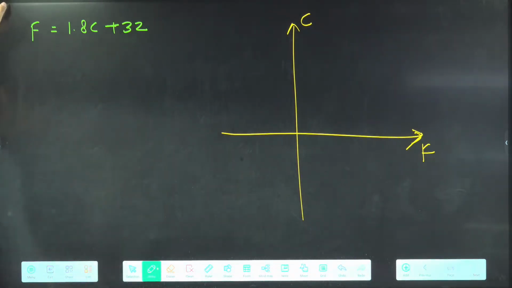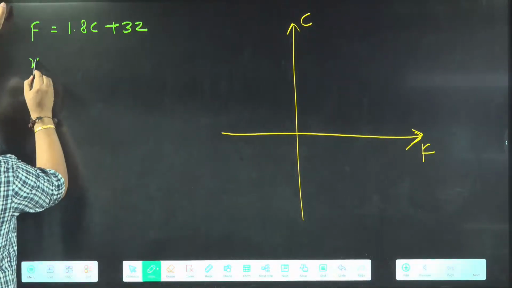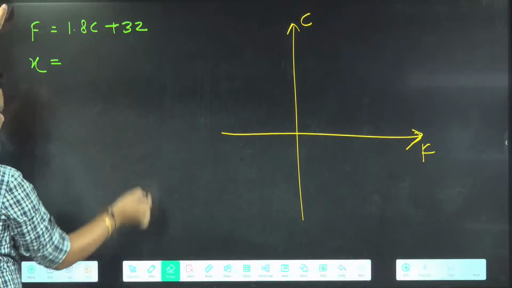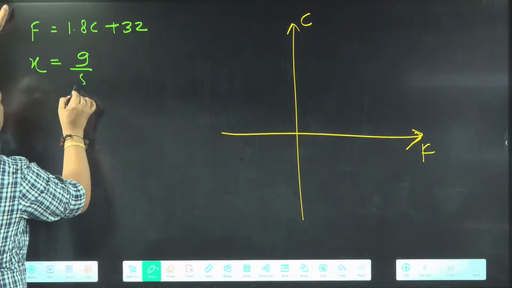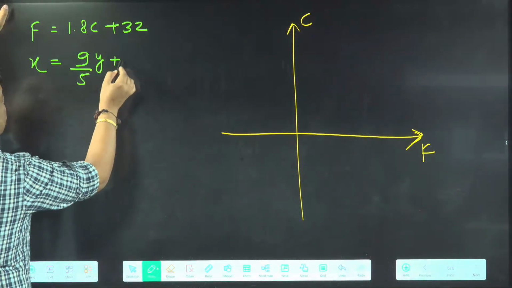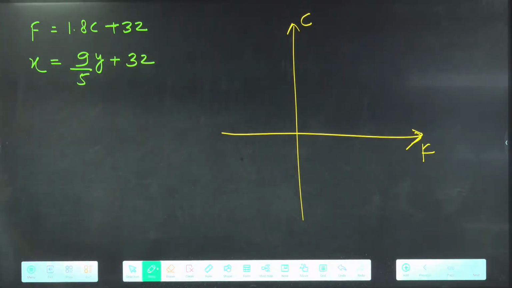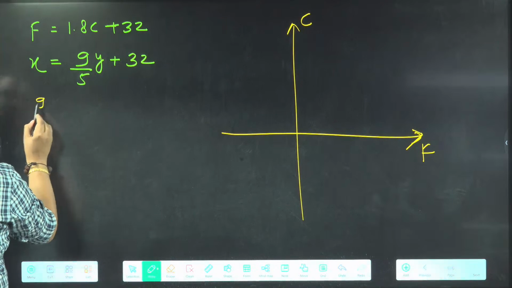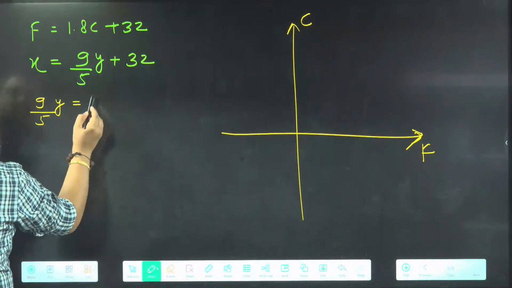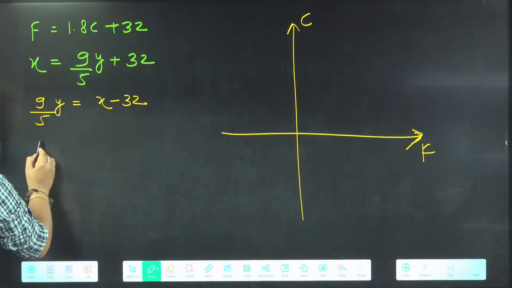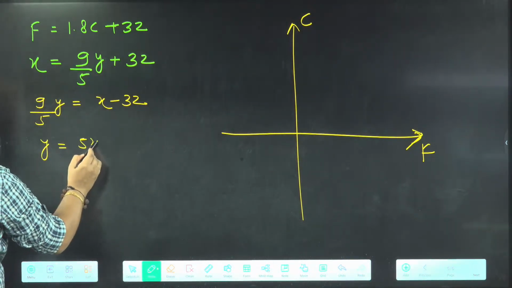Here F is on the x-axis, so x equals 1.8, which I can first write as 9 by 5, and C is on the y-axis, plus 32. Here C is on the y-axis. I need the relation always as y equals mx plus c. So we can say 9 by 5 y will be equal to x minus 32. So I can cross that side, and y will be equal to 5x by 9.